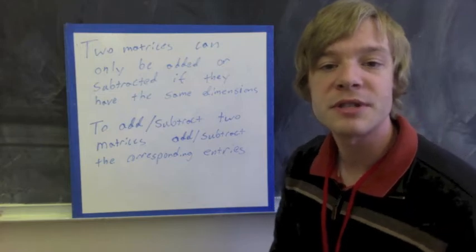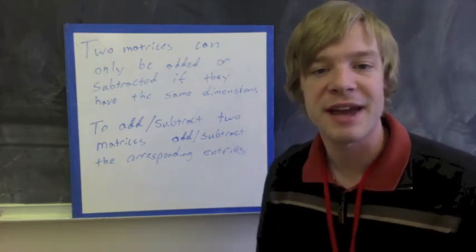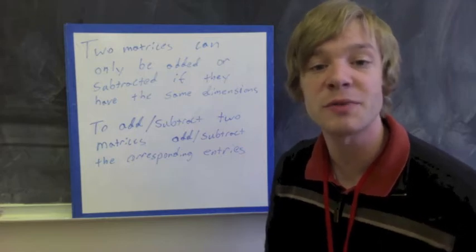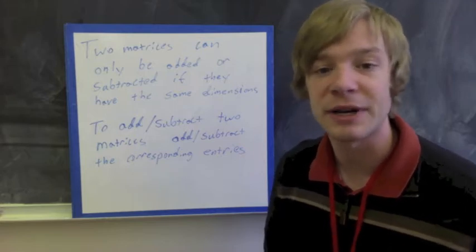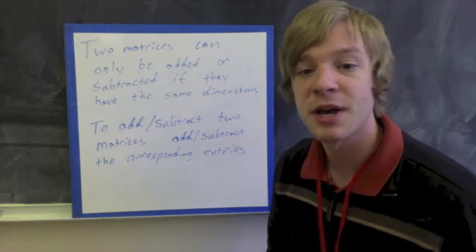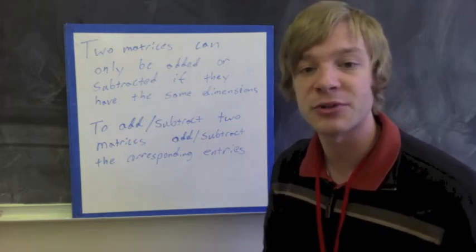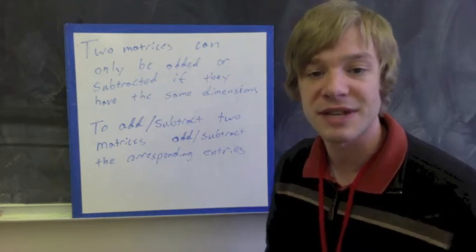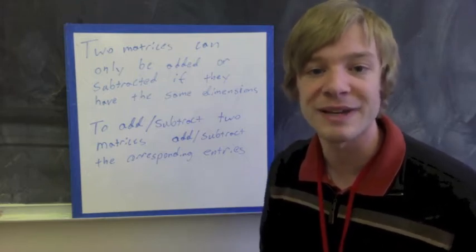So, 2 matrices can only be added or subtracted if they have the same dimensions. This means I can add a 2 by 3 matrix to another 2 by 3 matrix. I can add a 2 by 2 matrix to a 2 by 2 matrix, but I can't add a 2 by 3 matrix to a 2 by 2 matrix. They have to have the same dimensions in order for them to be added or subtracted.